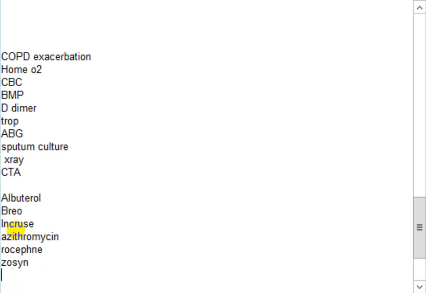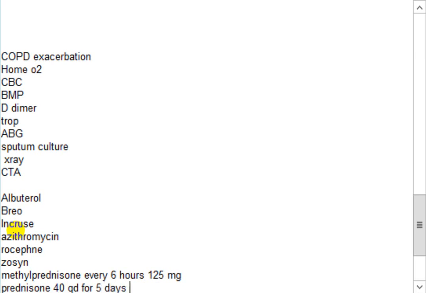And then you give them prednisone or methylprednisolone every 6 hours, usually 125 milligrams. Or you can just do prednisone 40 daily for 5 days, and you don't need a taper for this one. This is based on the REDUCE trial, which showed that prednisone reduced the hospitalization days for COPD exacerbation.